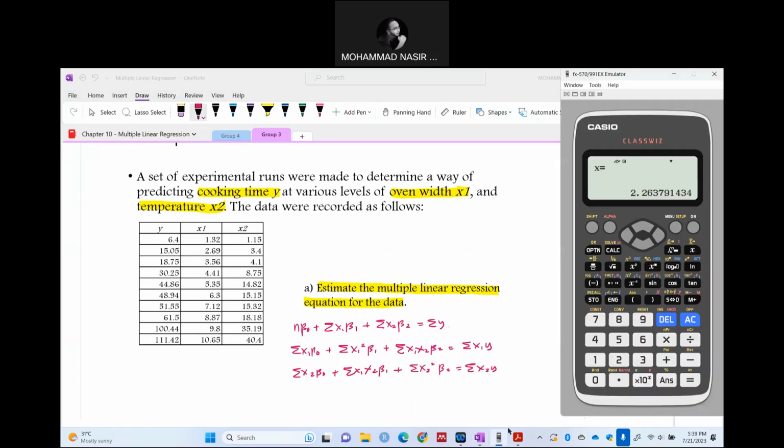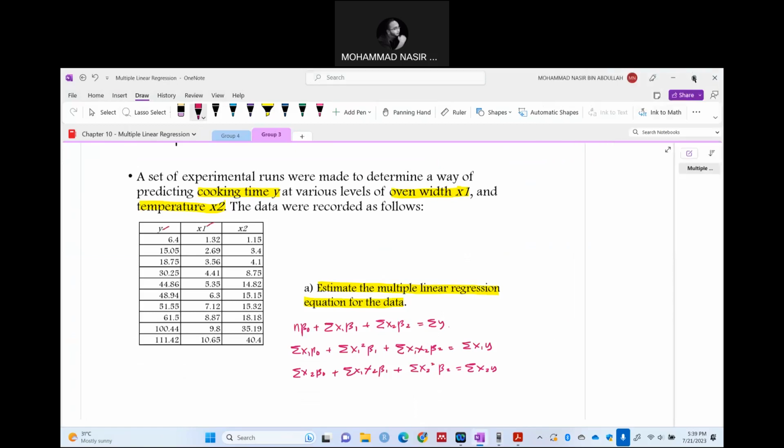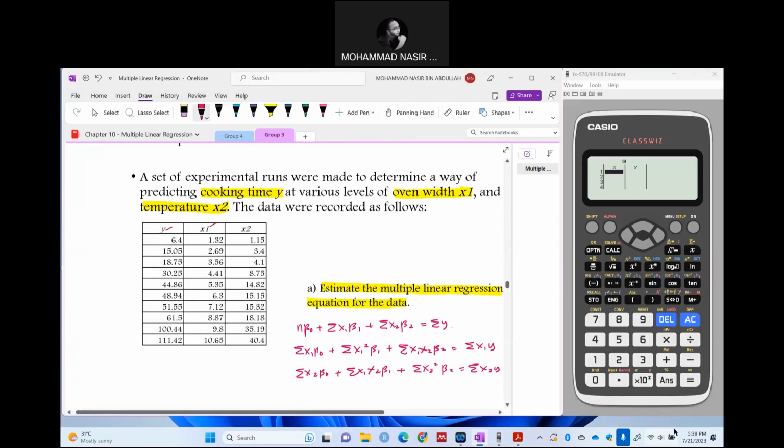So using your calculator, you need to input at least 3 times to get the values. Or if you have a faster technique, then you can tell me. So use y plus bx. So we input the first values, x1 and y. So the first one, 1.32. Carefully.